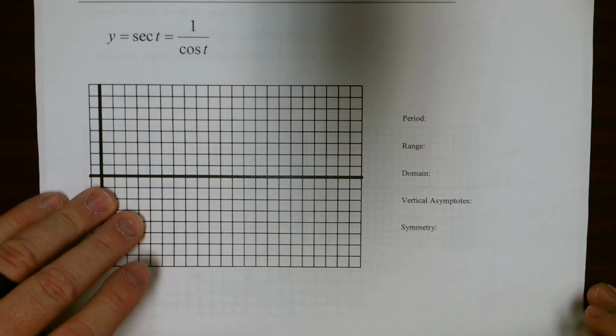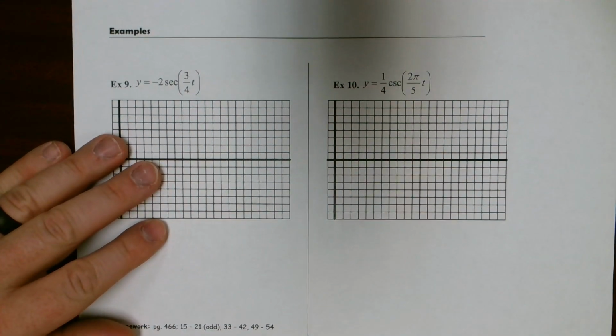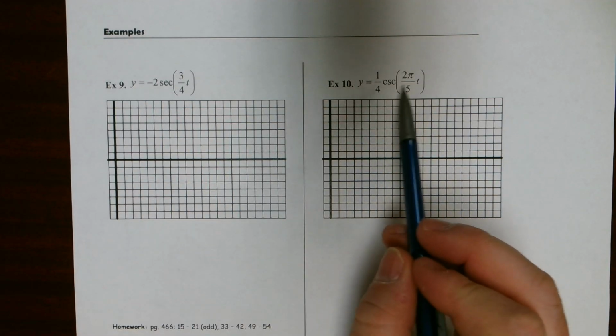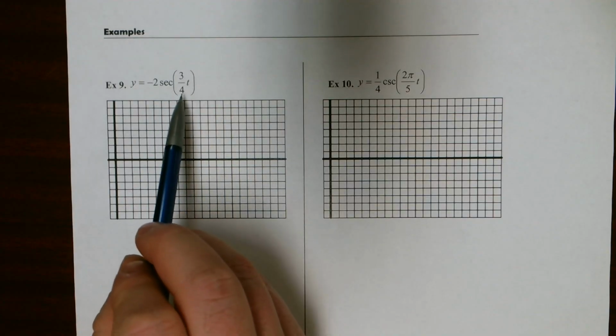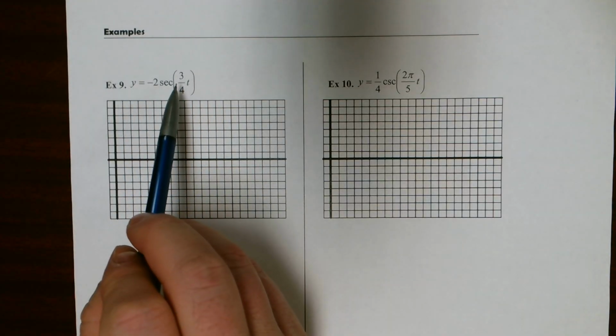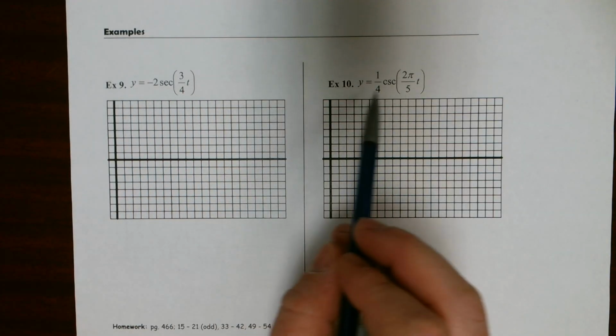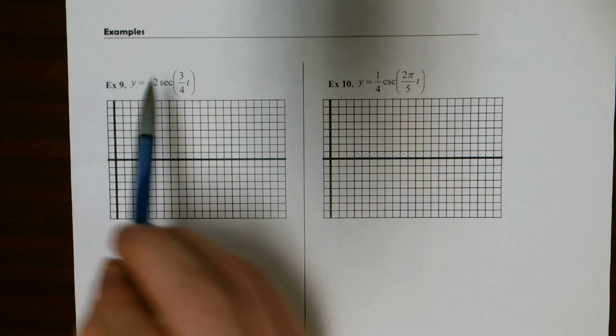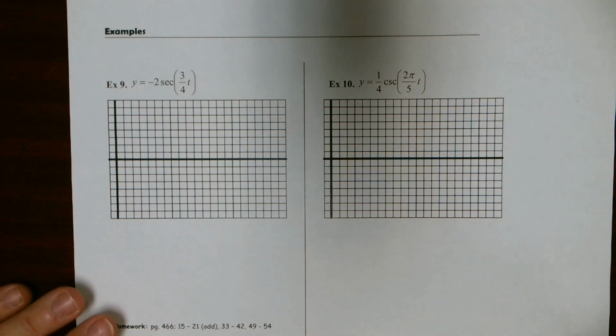Okay, so now let's do some examples together. You see we have 2 examples. So just know that we are going to do the cosecant one together as a class, and then I'm going to ask you guys to do this one on your own. Notice the only slight difference here is this one is reflected over the x-axis. But let's jump to cosecant.